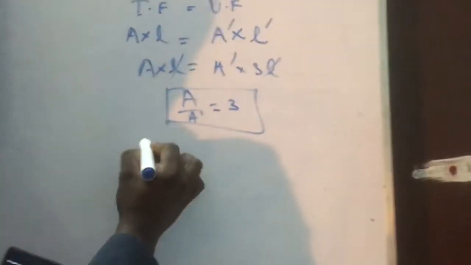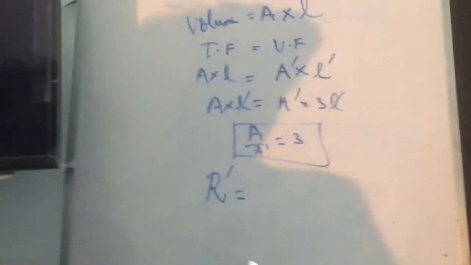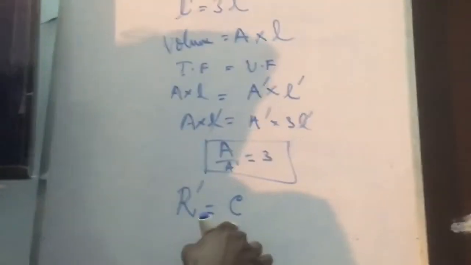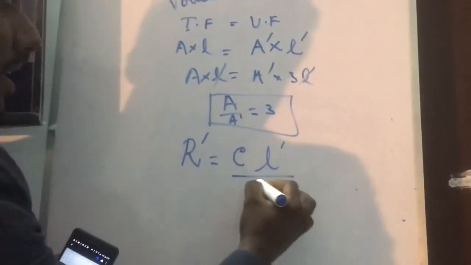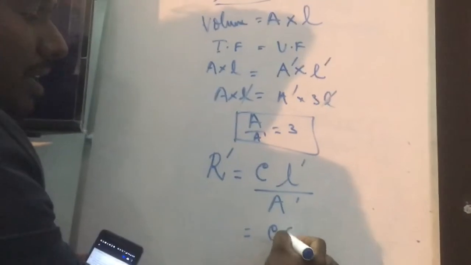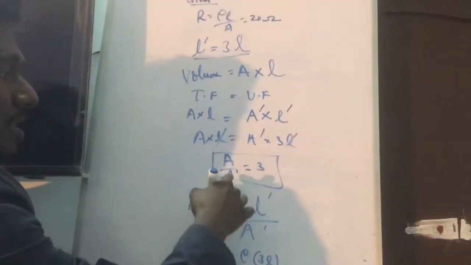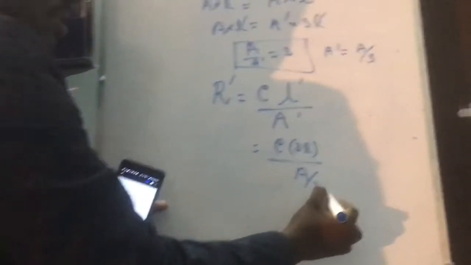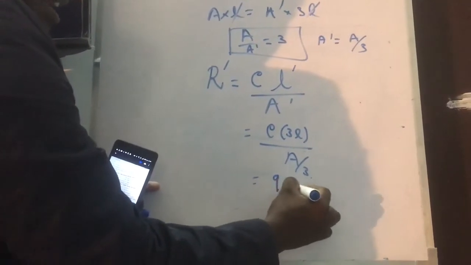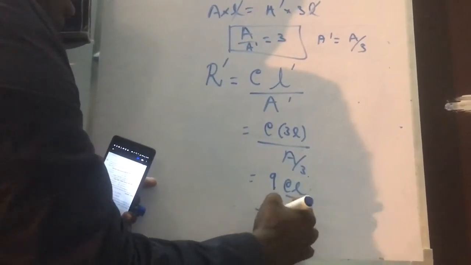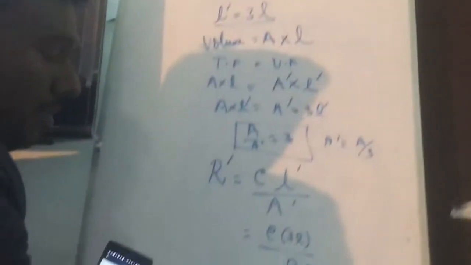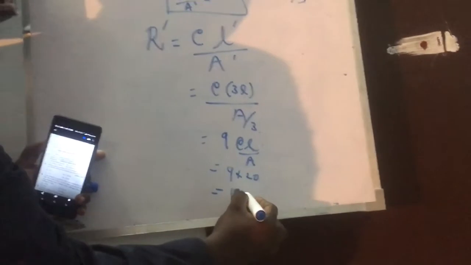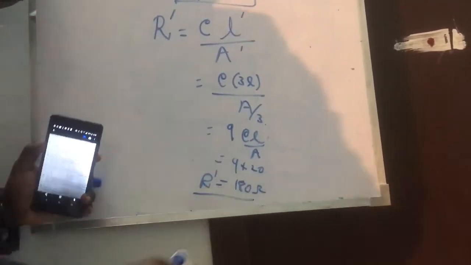Now, what is the changed resistance value? The new resistance R dash is equal to rho L dash by A dash, because resistivity will not change. L dash is given as 3L. And A dash, taking it to the other side, is A by 3. So 3 goes to the numerator and it becomes 9 rho L by A. What is rho L by A's value? It is 20. So 9 into 20 gives you 180 ohm. The new resistance is 180 ohm.